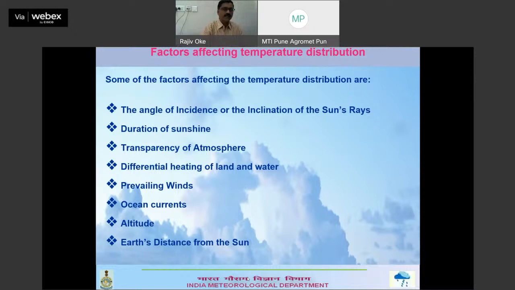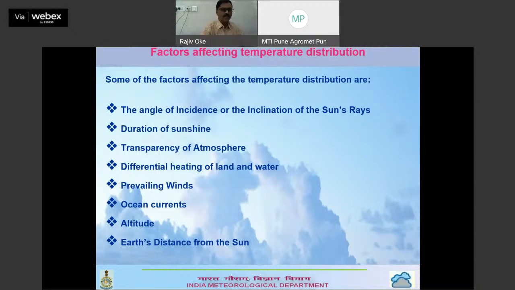Differential heating of land and water: the albedo of land is much higher compared to water, especially in the polar areas where 70 to 90% of the sun's rays are reflected back. And water takes a little more time to heat up. So differential heating of land and water also creates differences in temperature and climatic features.